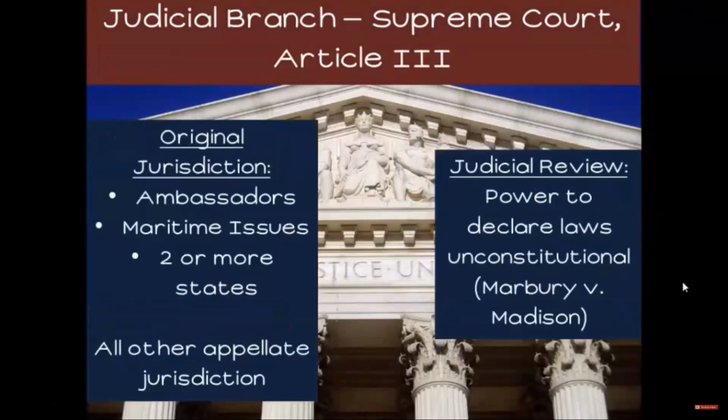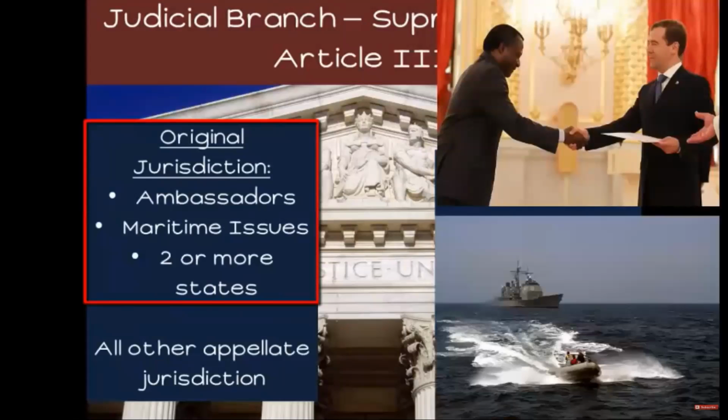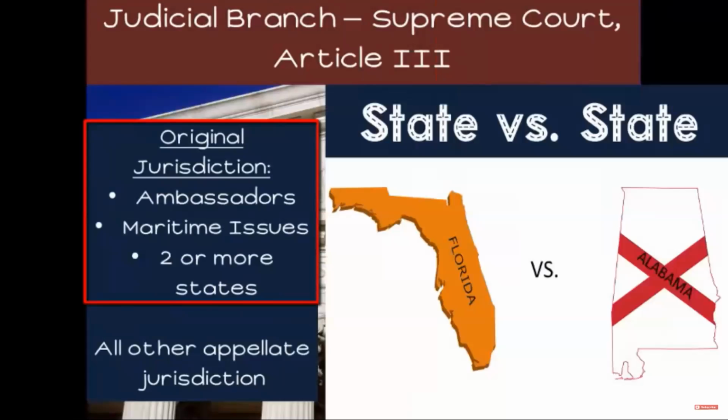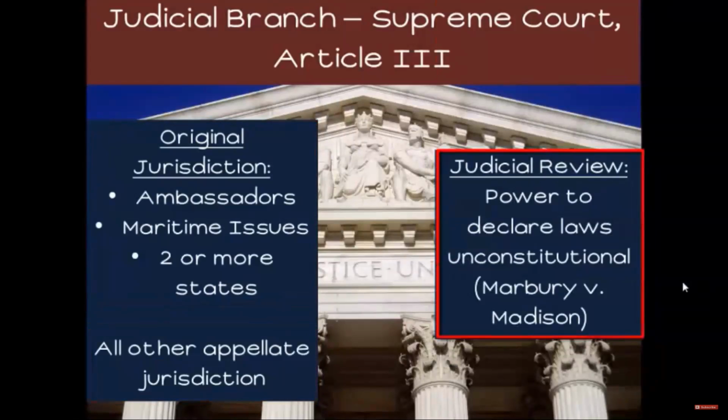It also said that the Supreme Court would have original jurisdiction, or the power to hear court cases first, for those involving ambassadors or representatives from other countries, maritime issues or those that take place at sea, and cases involving two or more states. Otherwise, the Supreme Court has what's known as appellate jurisdiction, cases that have been appealed to the highest court. Again, it took the case of Marbury versus Madison to establish the main power of the Supreme Court, judicial review, or the power to declare a law unconstitutional.